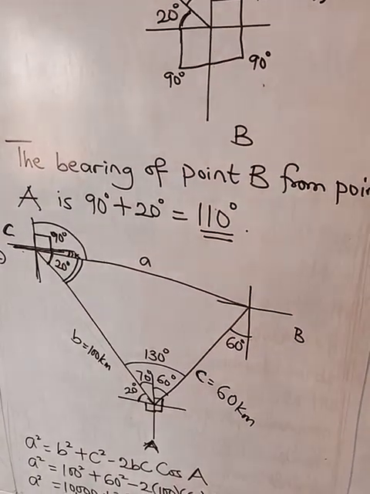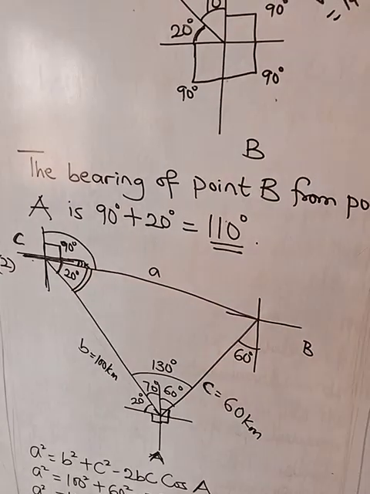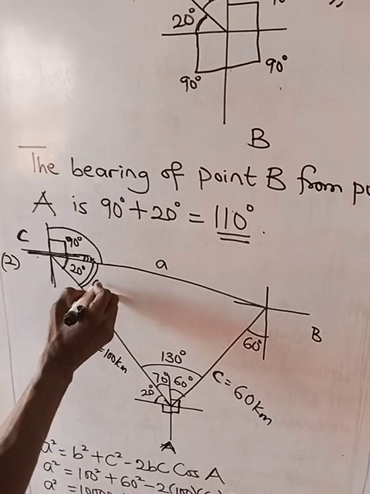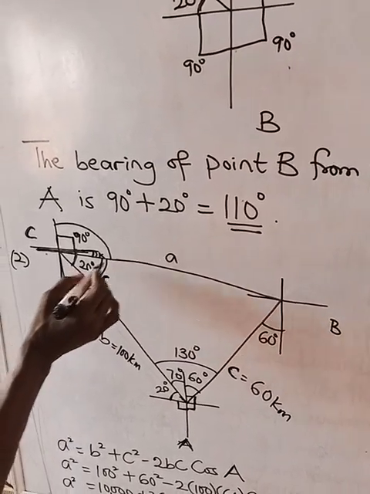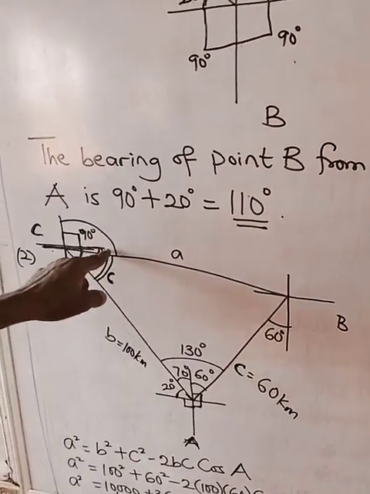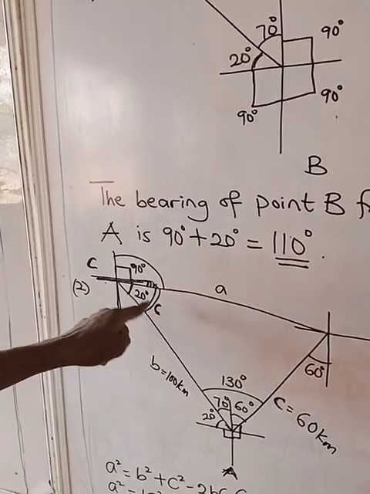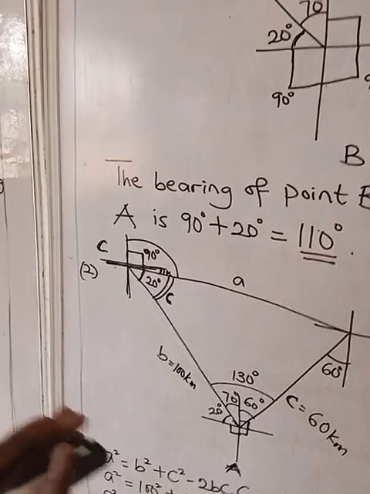This small angle K is what we are looking for now. This angle here is angle C. Once we get angle C, plus angle K is already 20, so once we get angle C, we subtract it from 20, then we get K. So that's what we want to do now.